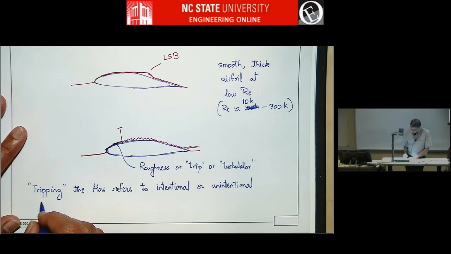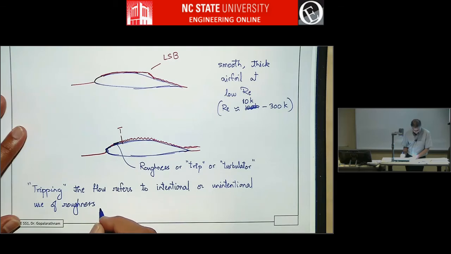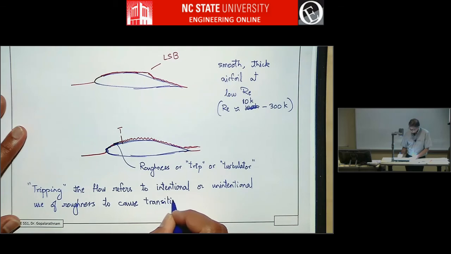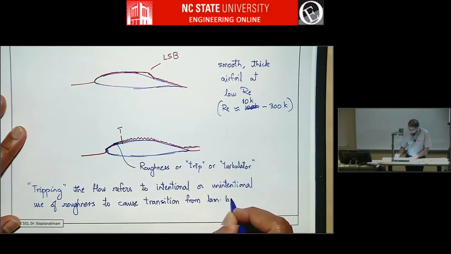So intentional or unintentional use of roughness to cause transition from laminar boundary layer to turbulent.